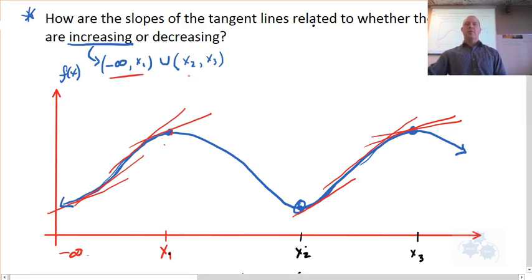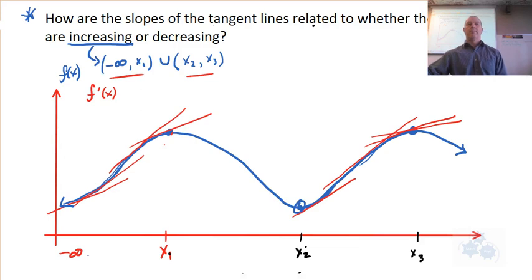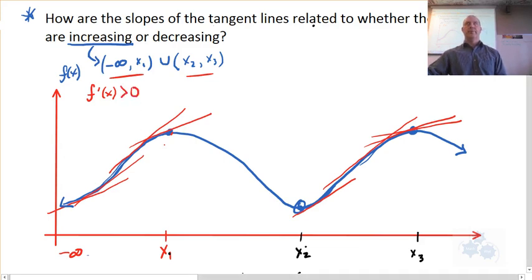So on the intervals where a function is increasing, we also notice that the slopes, that is the values for the slopes of the tangent lines, or the values for the derivative, are greater than 0, or positive. That's increasing. That's very important to notice that. That's awesome.